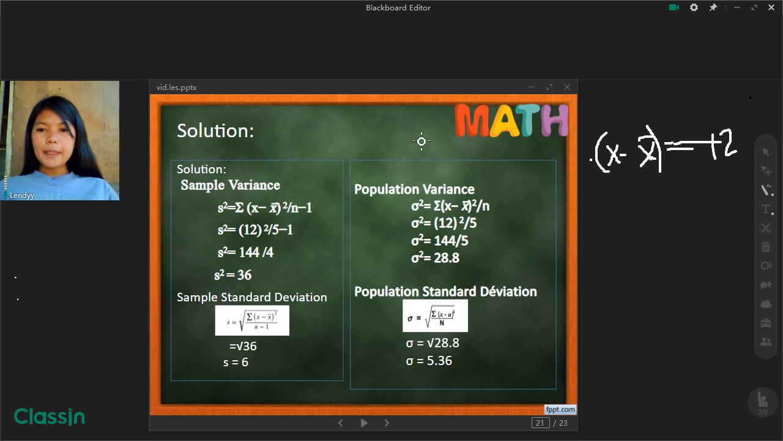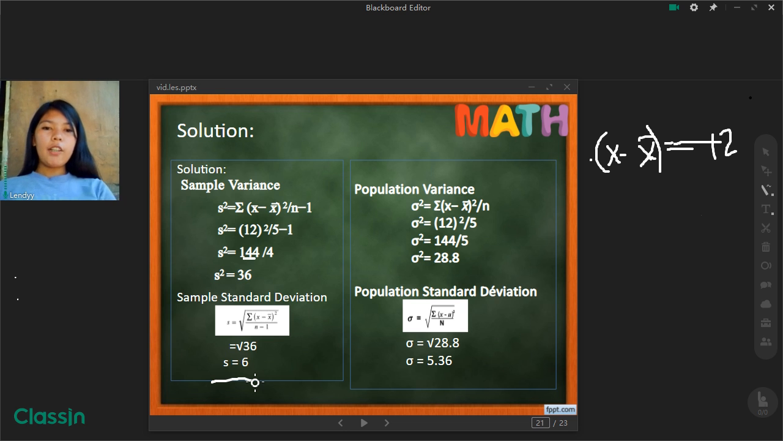We will just simply square it, which gives us 12 squared is equal to 144, and 5 minus 1, based on our formula, we have 5 data values. We will just subtract 1, which gives us 144 divided by 4 is equal to 36. And the sample standard deviation is just the square root of this result. The square root of 36 is equal to 6, which gives us our sample standard deviation.